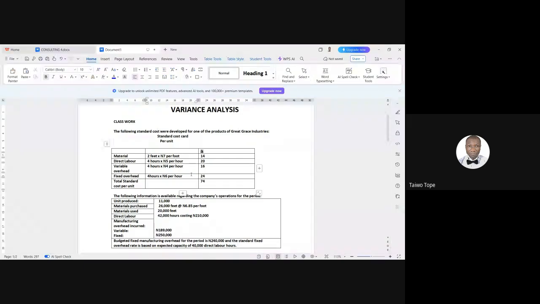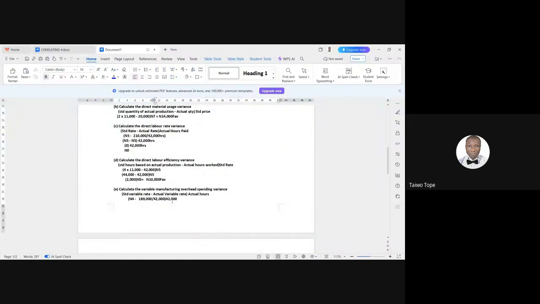We're trying to look at overall now. Overall, not just one unit, not just 1 hour. So this 24 naira is multiplied by what? 11,000 units that is produced. I will show it in another way. 24 naira multiplied by 11,000 units produced. We give you your actual production in terms of what?